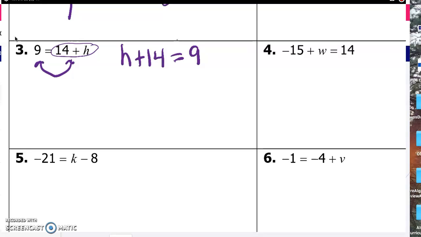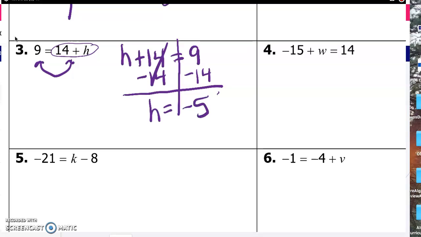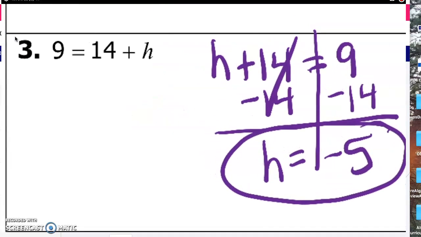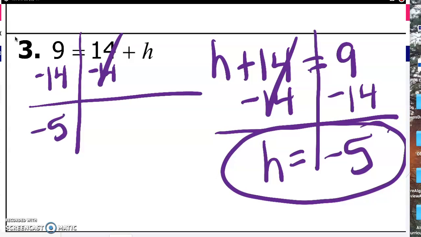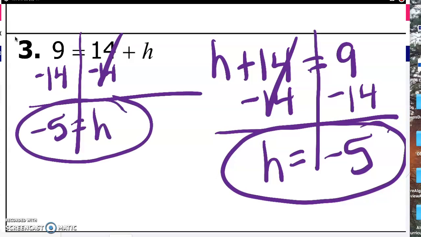So if I go to my new equation over here, it looks the same. So I need to subtract 14 to get rid of it. Subtract 14. H equals negative 5. So there's your answer. I'm not going to write out the checks on all of them, but again, to check, you would do 14 plus negative 5 in your calculator and make sure it equals 9. Now, if you did not want to rearrange it, that's completely fine. You can just realize, okay, I need to subtract the 14 to get it to cancel. Subtract the 14. You would have negative 5 equals h, and you can leave it as your answer like that.